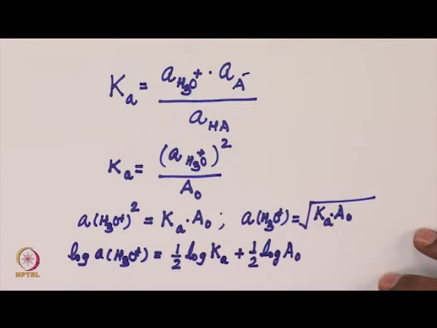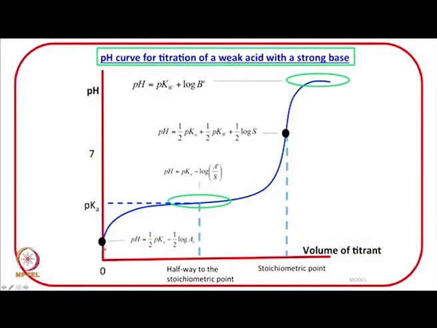And the next step will be, you take a negative sign on both sides, you multiply by -1, convert this to pH, convert this to pK, and this remains then as -1/2 log A0. And that is what, if we look at the figure now, that initially that is what is the equation. pH is equal to half pKa minus half log A0. pH is given by this expression.